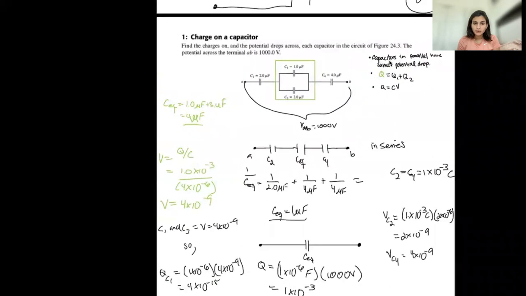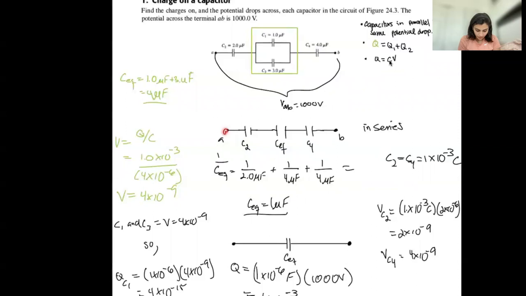And if I come here, you can see that I have redrawn it. This is my C equivalent that I calculated up here, and this is my C4 that's still here. Okay, that makes sense. Then what I did was condense it even more because these are capacitors in series, so we can make one big capacitor from that.